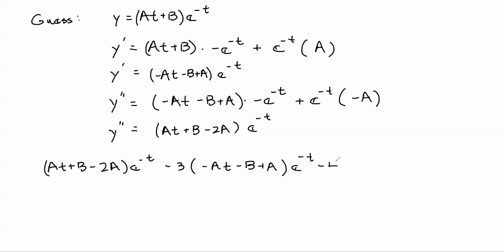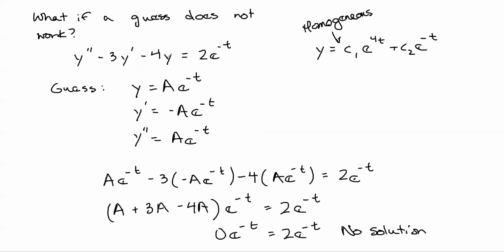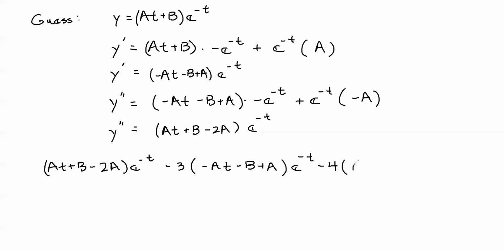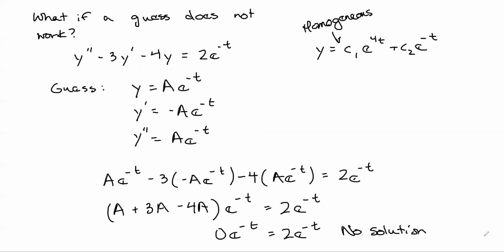And then we're going to have minus 4, I believe. Let's just check. Yep, minus 4 times y. So minus 4 times at plus b, e to the negative t. And then that needs to equal, I believe it was 2e to the negative t. Let's just check that. Yep, 2e to the negative t.